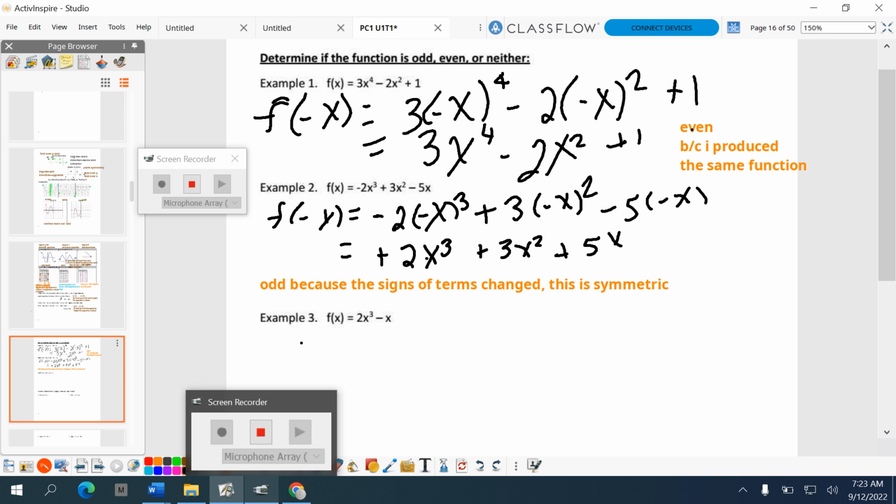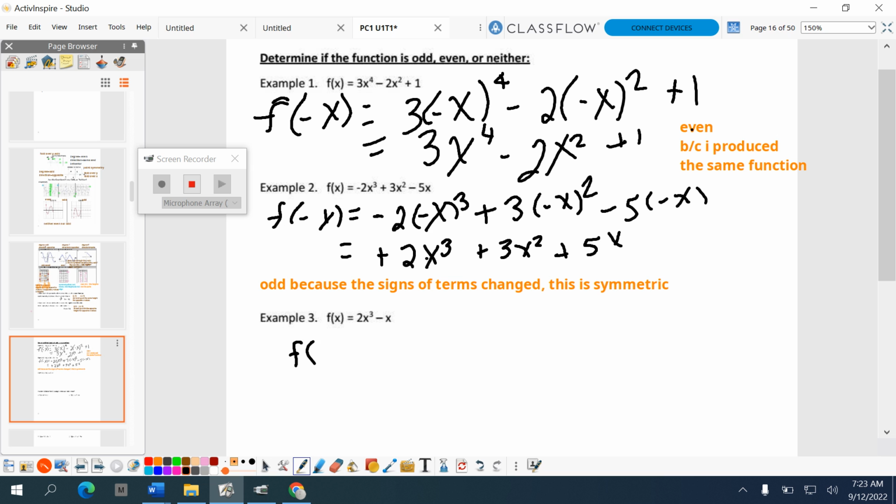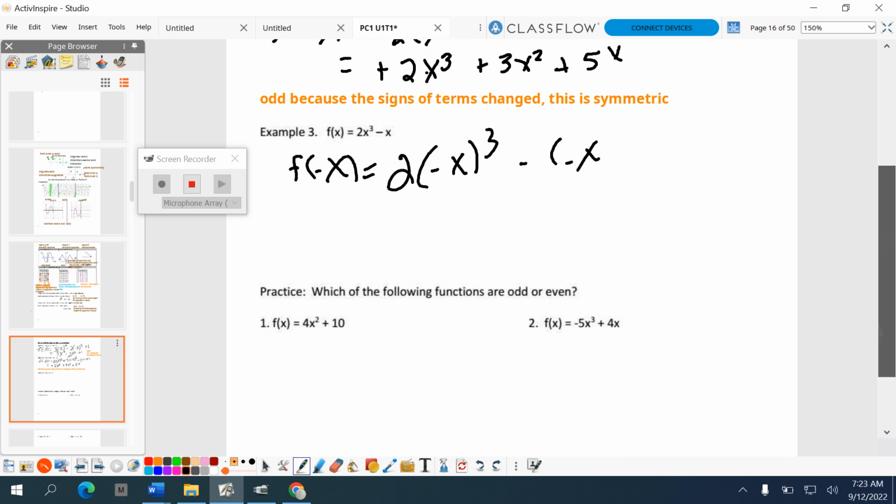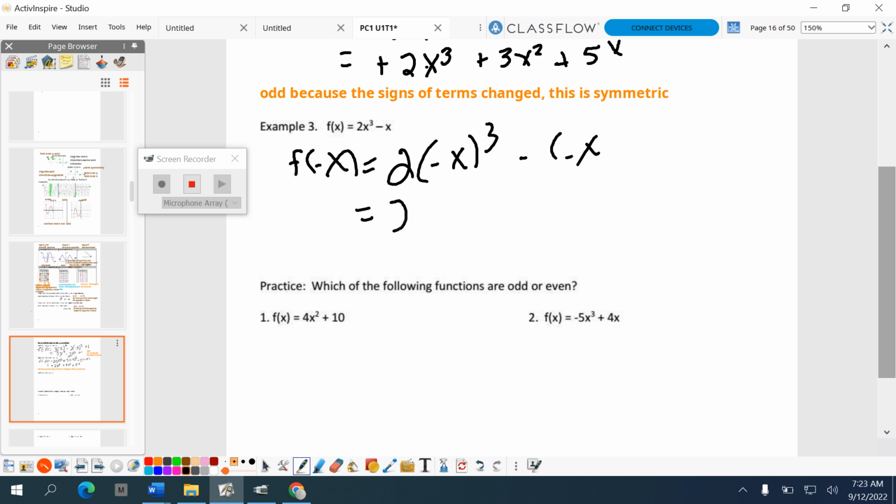Number 3. So f of negative x equals 2 times negative x cubed. And I'll try to make sure I do this a little bit more effectively. This equals 2, and that becomes a negative x cubed, because any negative number to an odd power always produces a negative. Right here, this is odd because the signs of terms change. So this is symmetric. It has odd symmetry.